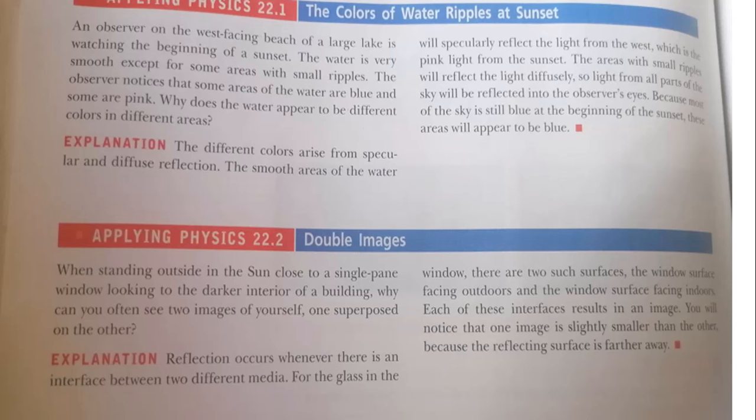Let me just try to reread this once again. Why does the water appear to be different colors in different areas? The different colors arise from specular and diffused reflection. So what does that mean? It simply means some of the light is reflected in parallel directions and some of the light is reflected and scattered in different directions. That's what we learned about specular and diffused reflection.